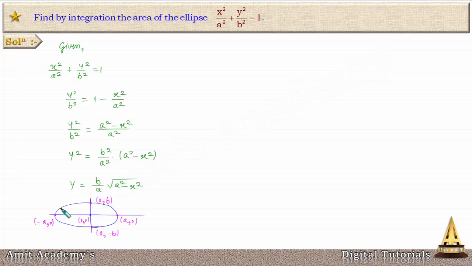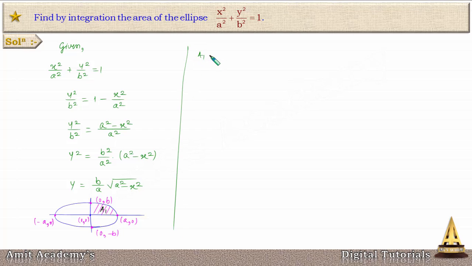And we have to find the total area of this ellipse. For that, we will find this much area, and we will denote this area by a1. So first we will find a1. If I multiply this a1 by 4, I'll get the total area A. For finding area a1, the lower limit will be 0 and the upper limit will be a. So now we'll find the area a1.